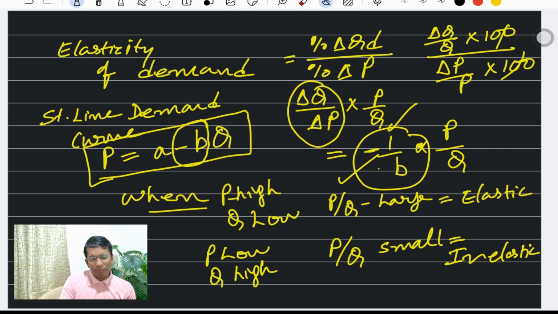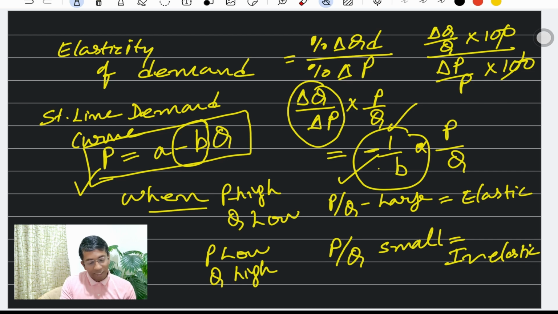So that's a very, very important way. Here we can say that's the explanation. What is the explanation? If I take this straight line demand curve, which is P equals A minus BQ, that's the formula. We know that A is a constant there, and minus B is a constant there, because the straight line has a constant slope.